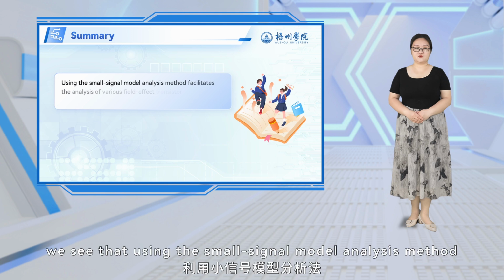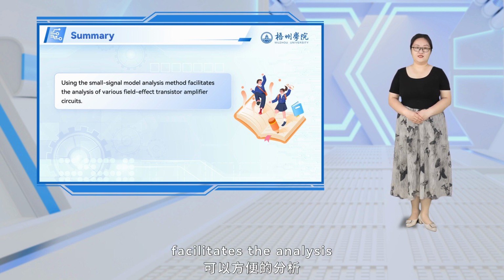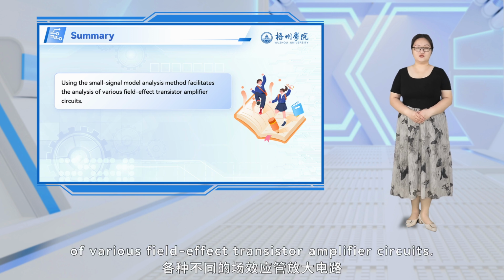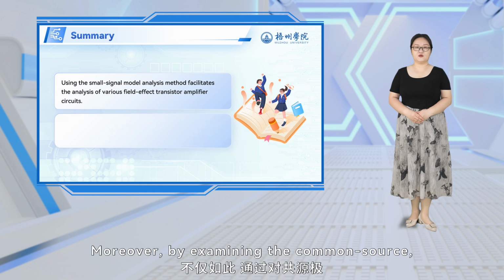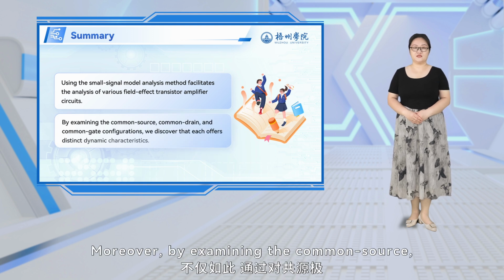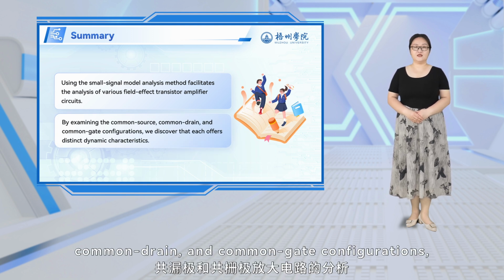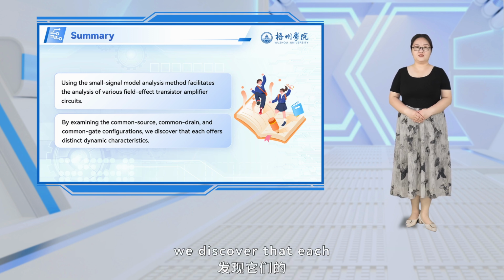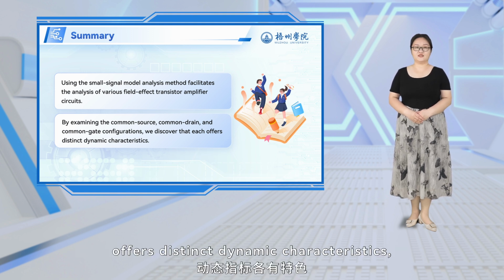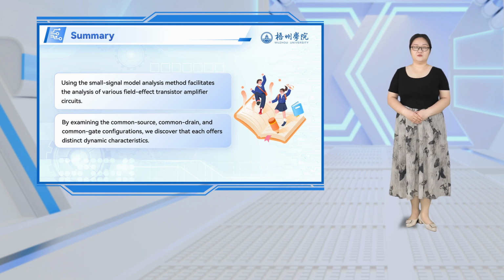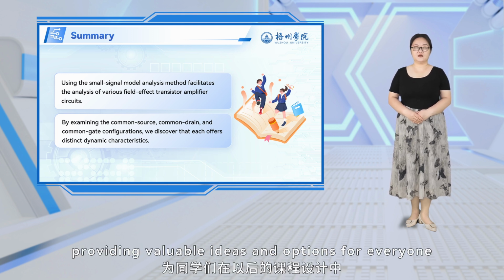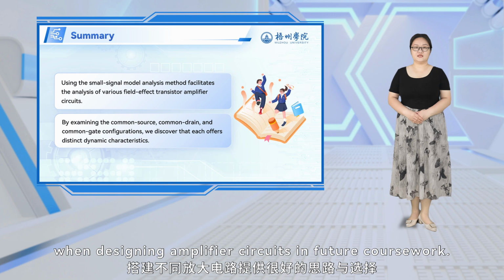From the above, we see that using the small signal model analysis method facilitates the analysis of various field effect transistor amplifier circuits. Moreover, by examining the common source, common drain, and common gate configurations, we discover that each offers distinct dynamic characteristics, providing valuable ideas and options for everyone when designing amplifier circuits in future coursework.